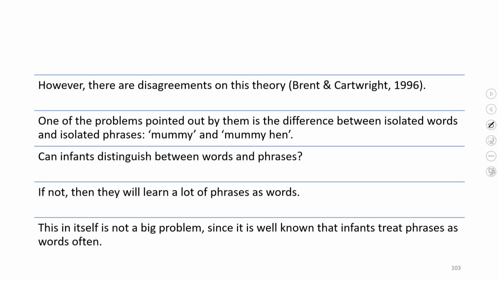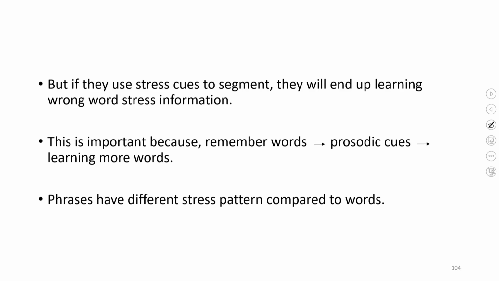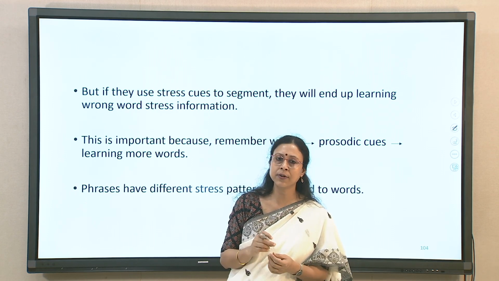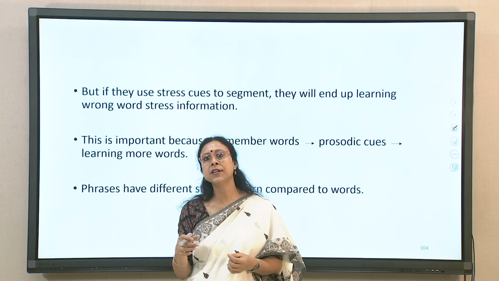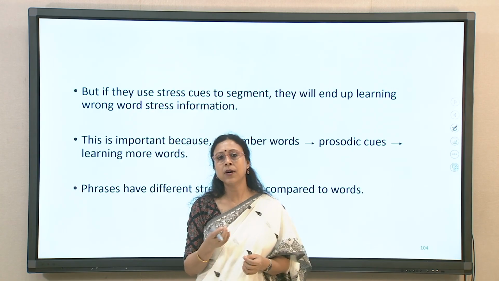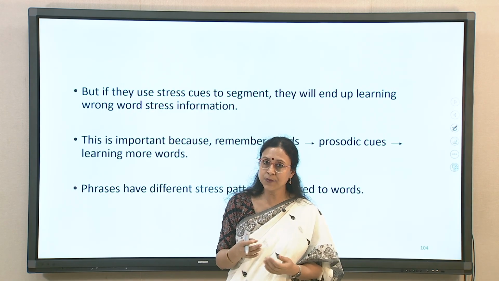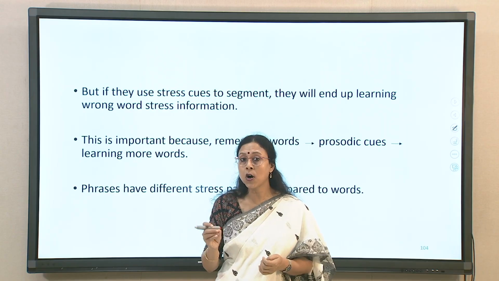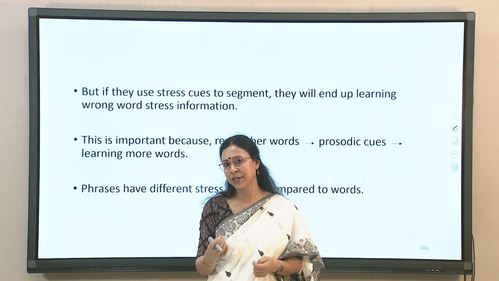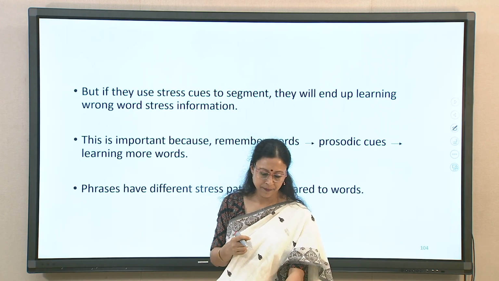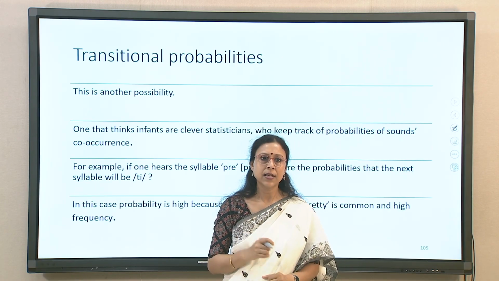That in itself is not a big problem, since that is how they actually learn, but when it comes to word segmentation, that is a problem, because the phrasal structure will have a different kind of stress information from words, and we started with the idea that words will have prosodic cues, on the basis of which you learn more words. Now, if children are taking phrases as words, then they will be following the wrong prosodic cue to segment other words. This is where the problem lies, because stress patterns between words and phrases change.